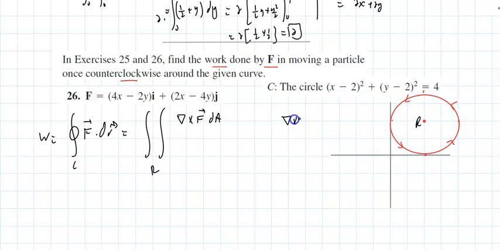Del crossed with F would be partial with respect to x, partial with respect to y, and 4x minus 2y, and 2x minus 4y. There we go. What is that?